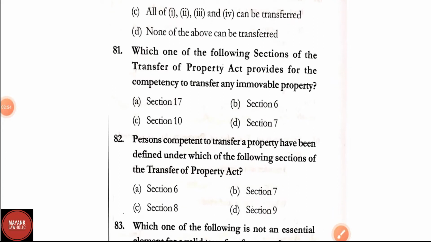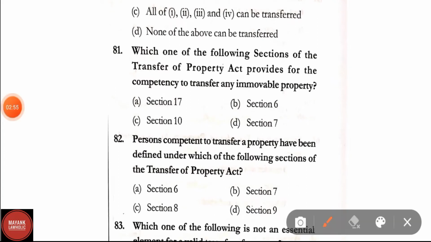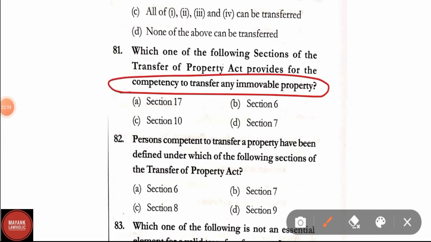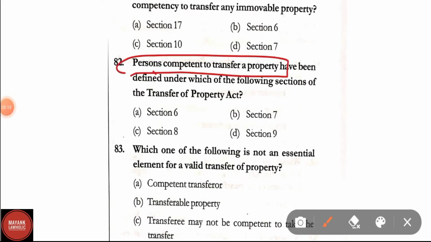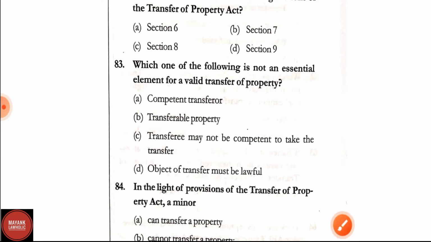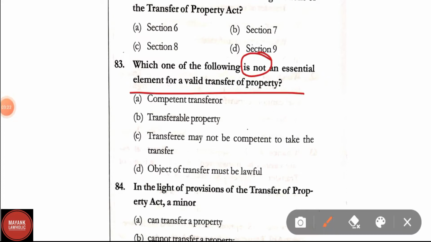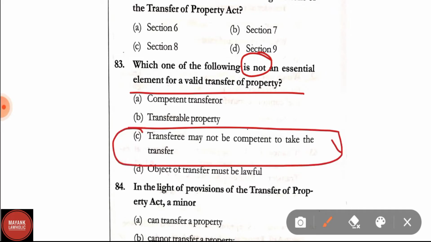Question number 81. Which one of the following section of TPA provides for the competency to transfer any immovable property? Options are Section 17, Section 6, Section 10, Section 7. Correct answer is option D, that is Section 7. Question number 82. Persons competent to transfer property have been defined under which of the following sections of TPA? Correct answer is option B, that is Section 7. Question number 83. Which of the following is not an essential element for a valid transfer of property? Competent transfer, transferable property, transferee may not be competent to take the transfer, object of transfer must be lawful. Correct answer is option C, that is transferee may be competent to take the transfer.